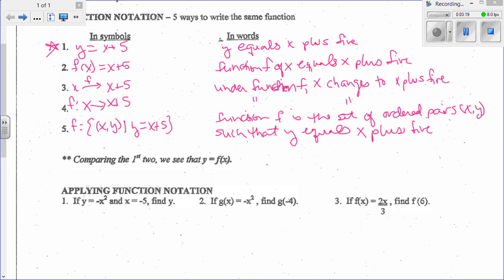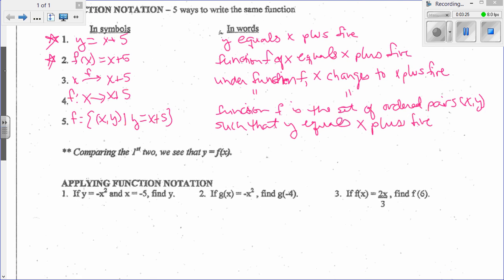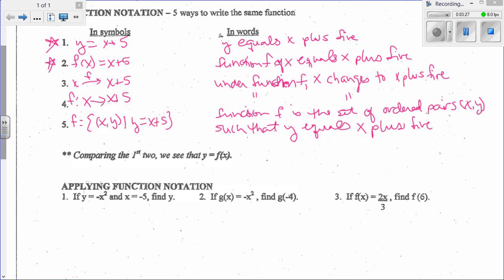1 and 2 is mostly where we concentrate our efforts this year. And basically when you compare the two, you can see that f of x has to be equal to y, because if you were to set them equal to each other, they would both be equal to x plus 5, so f of x is equal to y. That's very important to know and understand. We're going to use them interchangeably all year long.